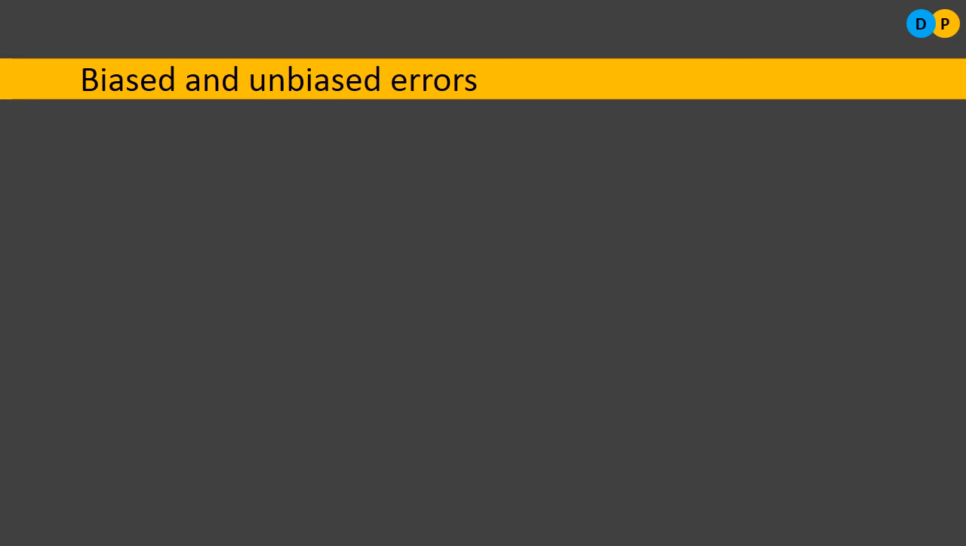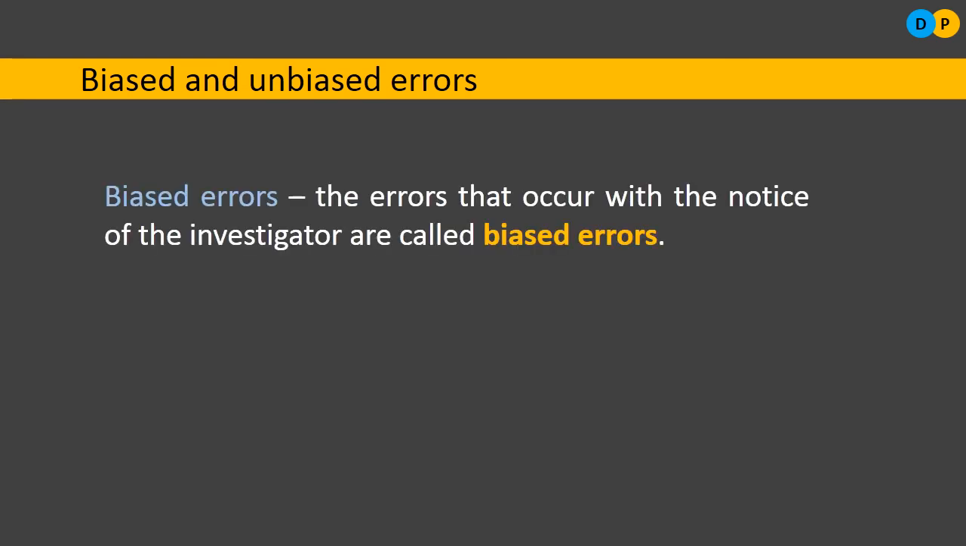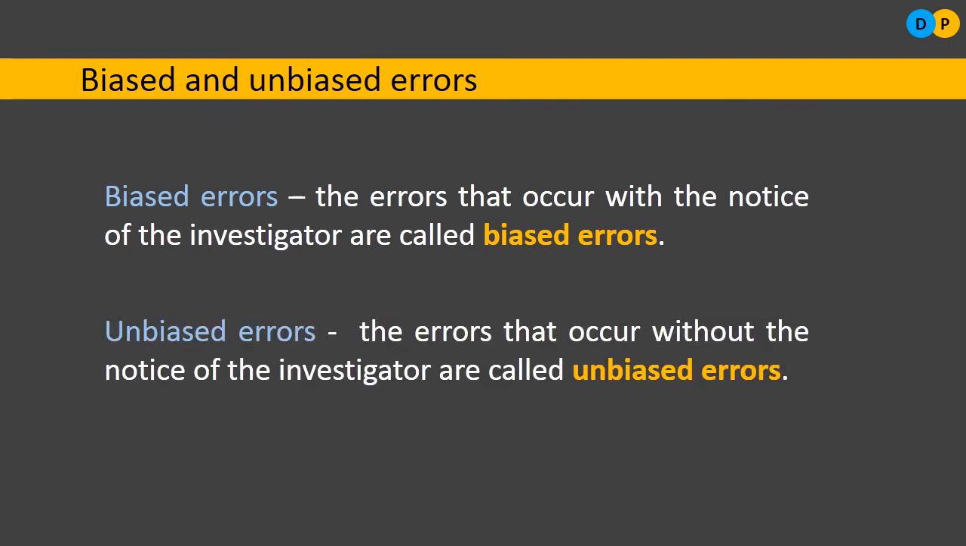Biased and unbiased errors, the two types of errors that will be there in statistical investigation. Let us go through them. The first one is biased errors. The errors that occur with the notice of the investigator. So the investigator knows that he is committing an error, and in spite of that, he will go ahead. Those types of errors are referred to as biased errors. Next one is unbiased errors. The errors that occur without the notice of the investigator, that are not under the control of the investigator, are referred to as unbiased errors.